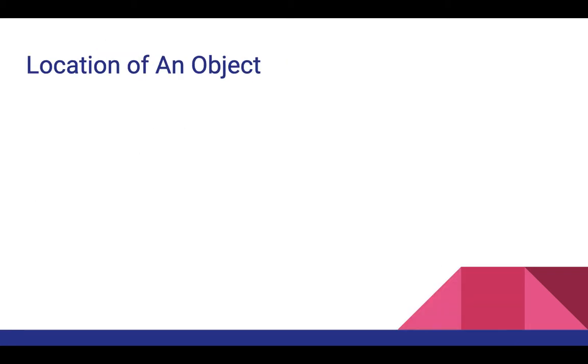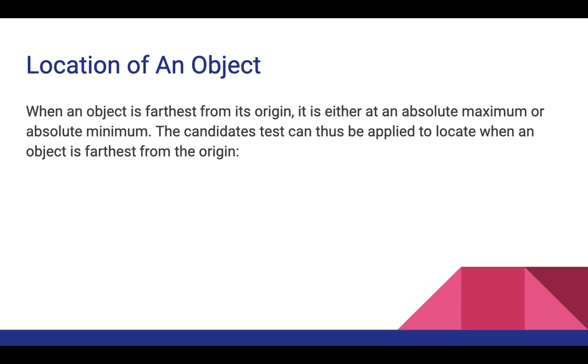So now we look at the location of an object. Another point of interest we may be interested in with analysis of an object's motion is determining when an object is farthest from its origin. When this happens, that corresponds to an absolute maximum or absolute minimum. The idea being an absolute maximum is to the farthest right, an absolute minimum to the farthest left. So we're looking for absolute maximum and minimum, and we apply the candidates test to locate when an object is farthest from the origin.